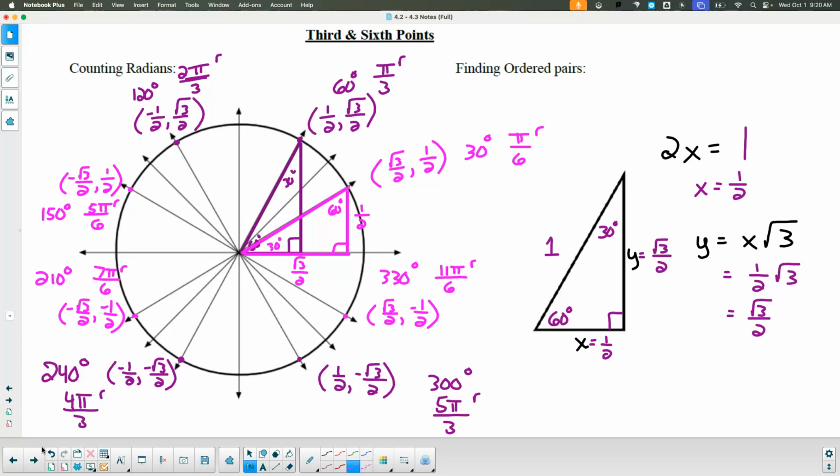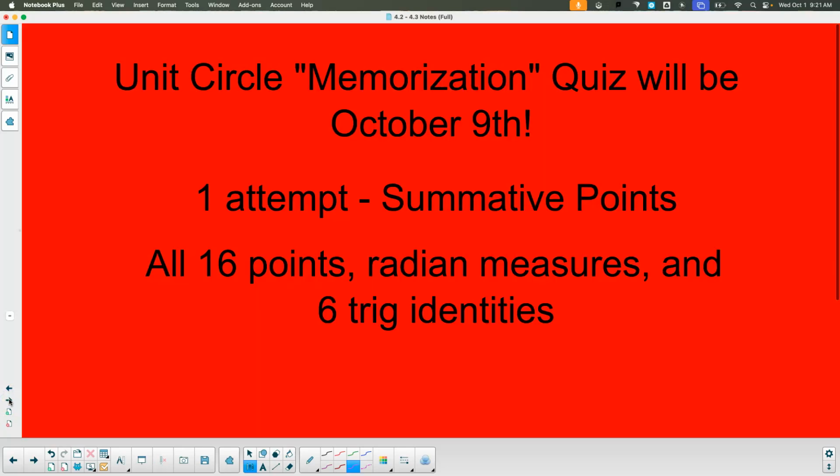So let me jump ahead here now to get to this one. So next week, Thursday, you will be taking the unit circle memorization quiz. Okay? One attempt. It's not formative. It is summative. Okay? You need to know all 16 coordinates, or all 16 points. So that's an X and a Y for each of the 16 points. You need to know the radian measures for all 16 on the unit circle. And you need to know the 6 trig identities that we learned yesterday.